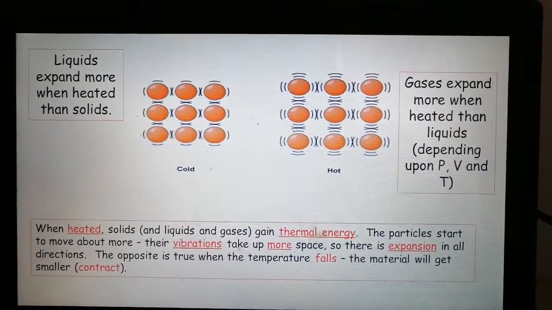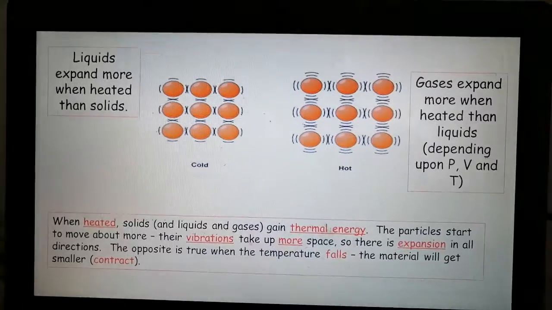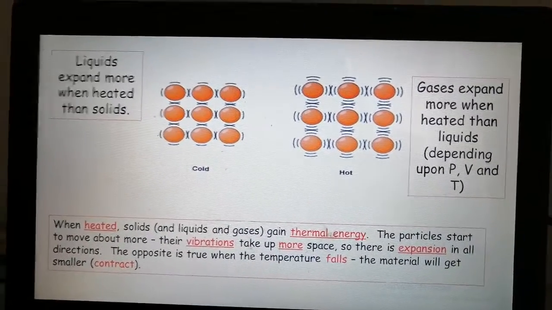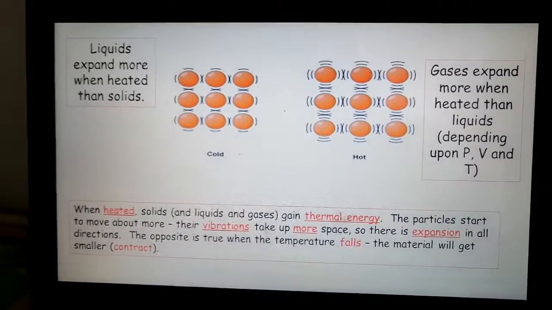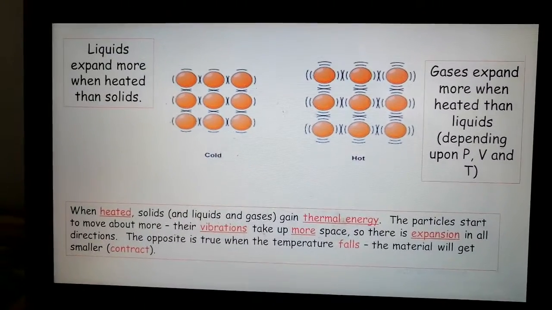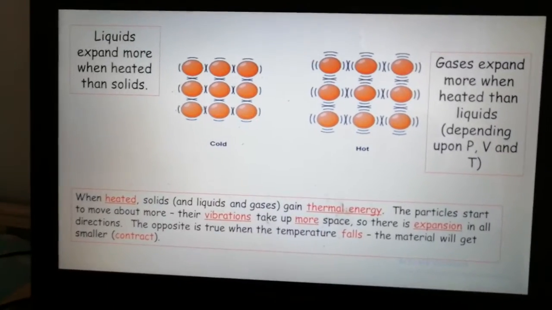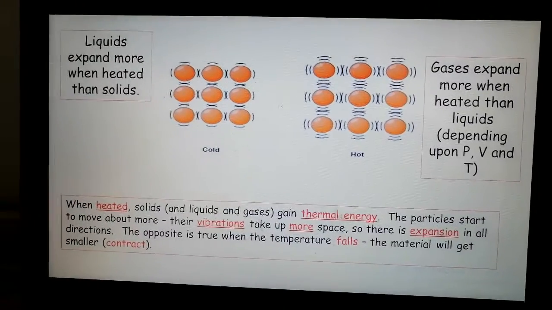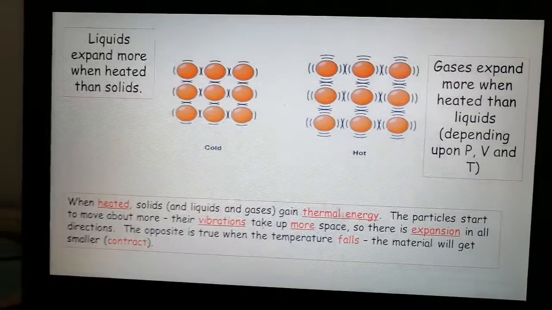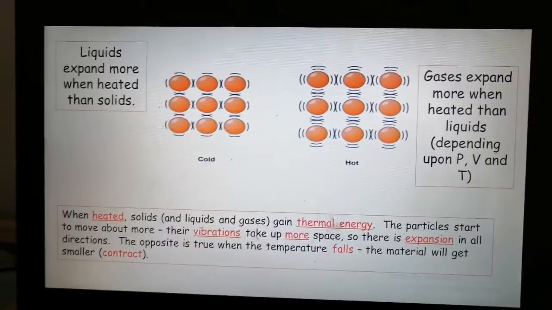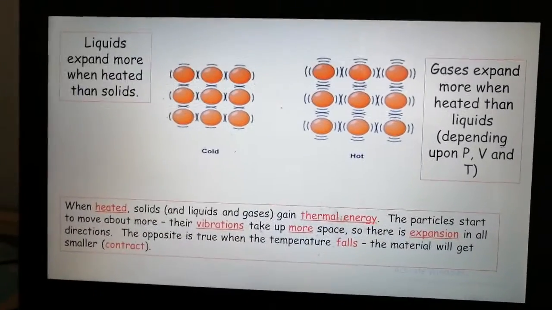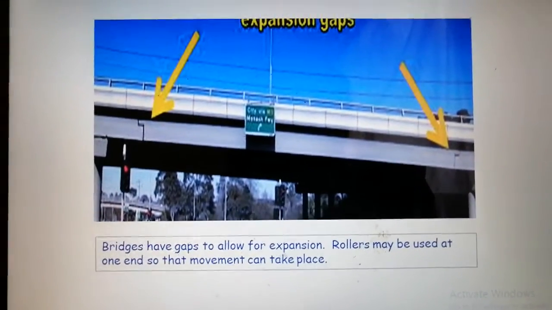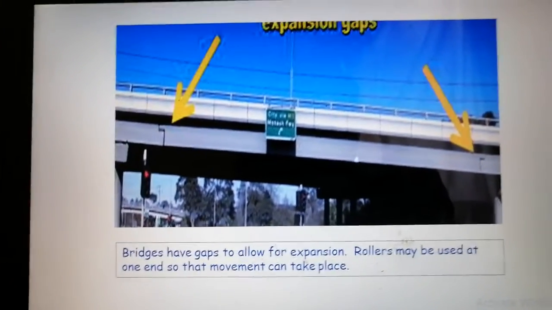The opposite is true when temperature falls. The material will get smaller, it contracts. So in other words, when the matter is heated, they gain energy and they will expand. When the matter, solid, liquid and gas, loses energy, they will contract. Easy like that. But gas will expand more than liquid, and liquid will expand more than solid. Understand? So to prove this theory, look at some examples.